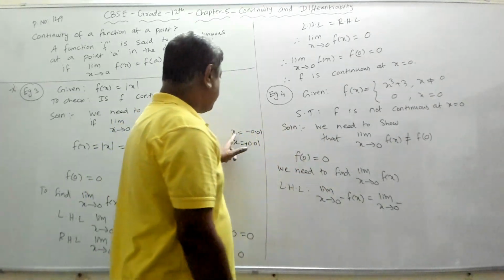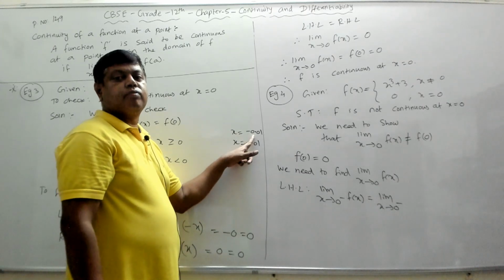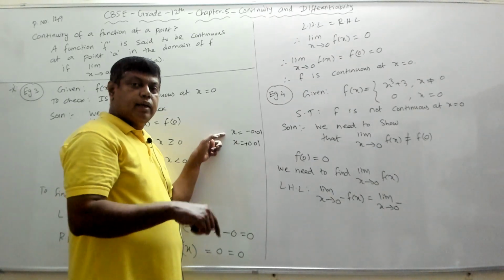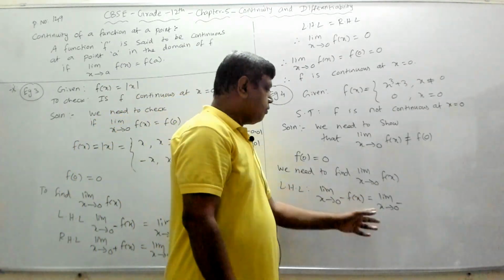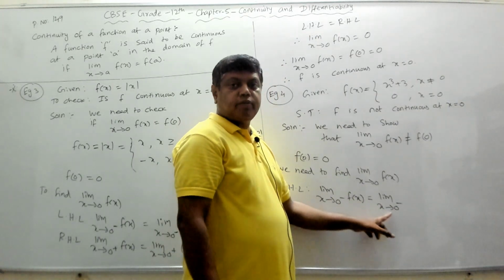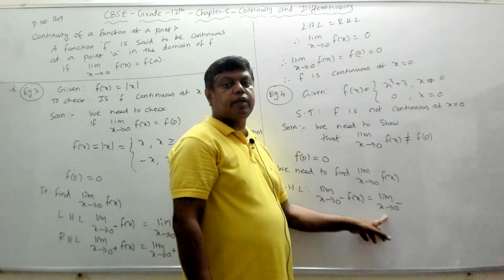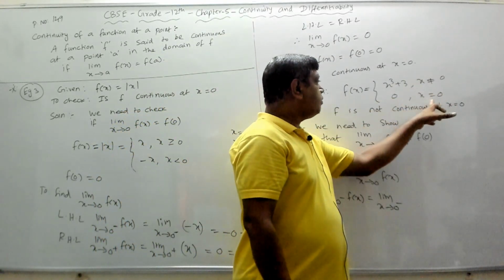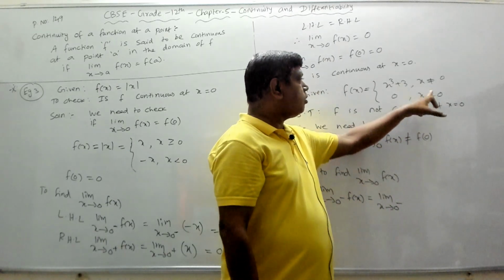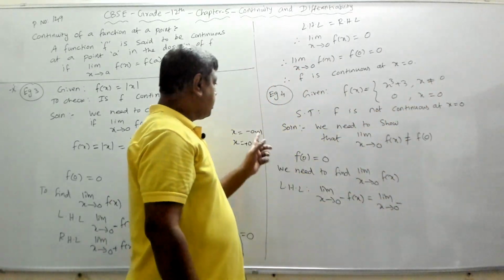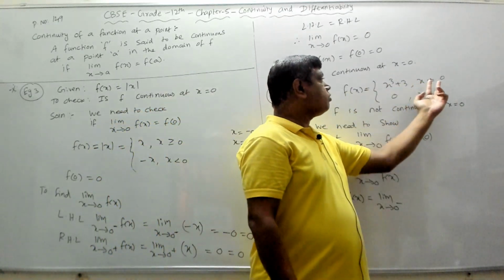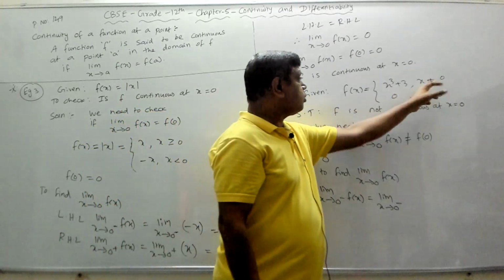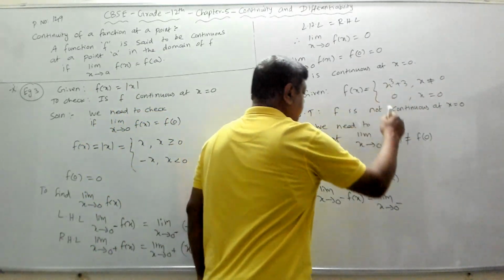So we can take x as minus 0.01. This value is very close to 0 and it is less than 0. So x is negative. When x is approaching 0 through values less than 0, it means x is negative. Which category does it fall under, x not equal to 0, or x equal to 0? x is minus 0.01, which is obviously not equal to 0. So I have to use the function x cube plus 3.